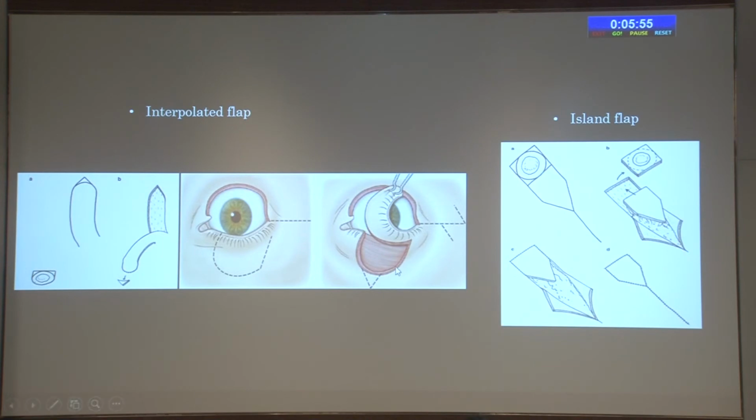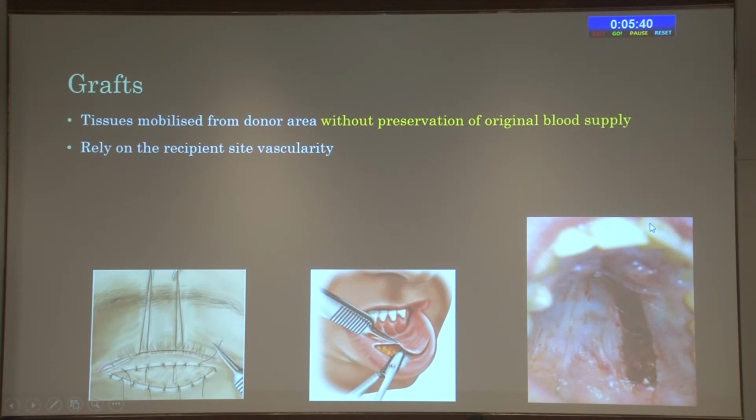Interpolated flaps also have intervening tissue that is present, and it is used to cover the defect. Island flaps are those which are completely dissociated from the surrounding tissues, and they only maintain blood supply through the underside of the flap. Grafts. Now, grafts are tissues that are mobilized without preservation of original blood supply, so they completely rely on the recipient site vascularity for their survival.